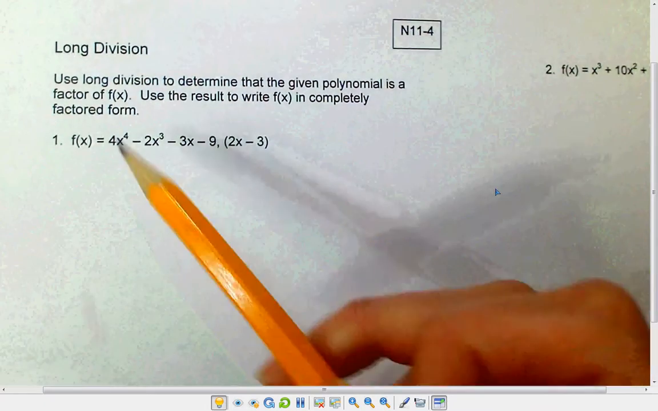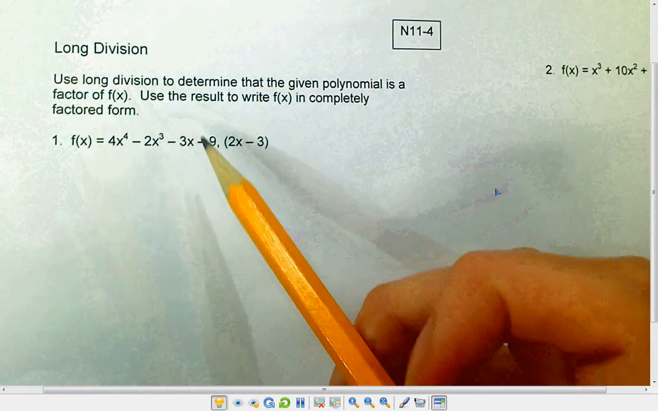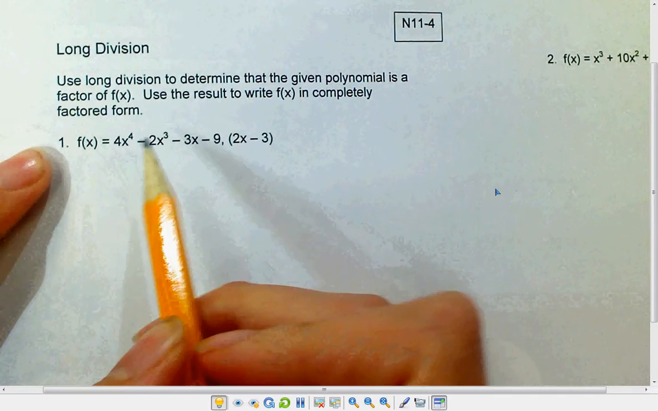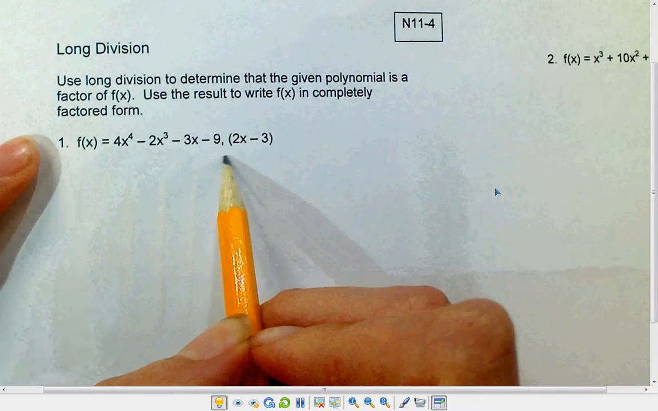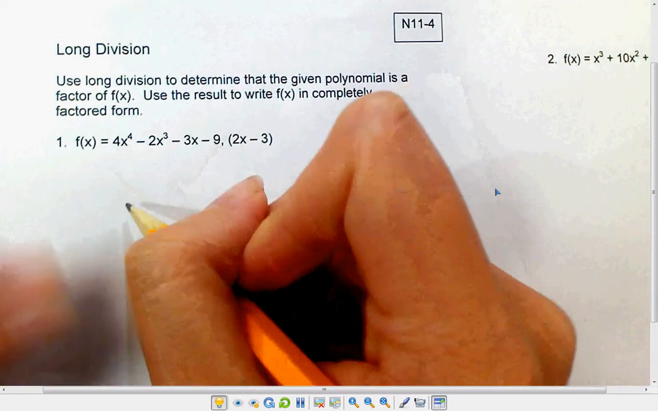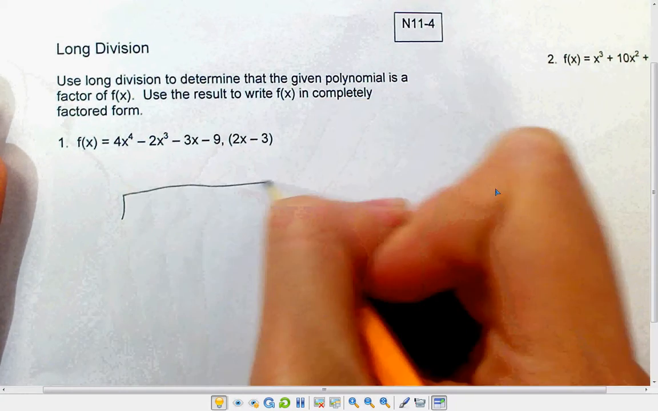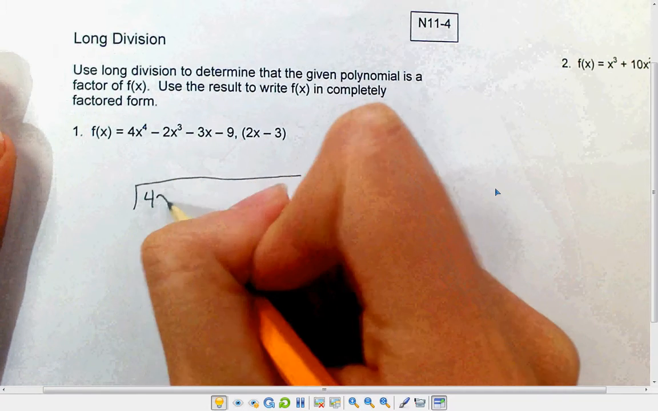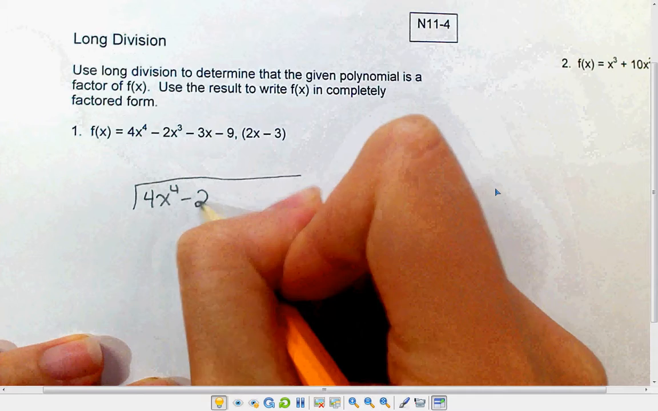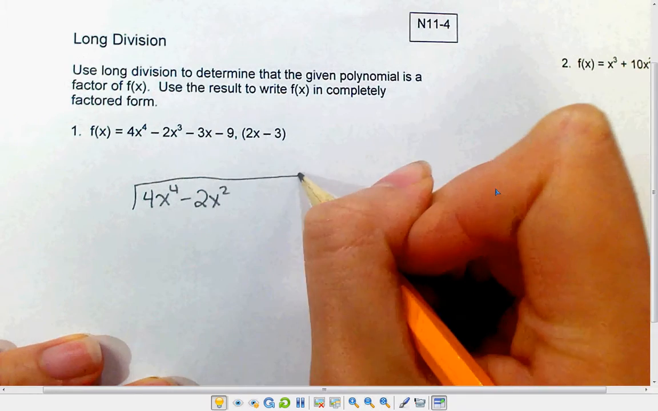Today we're going to be learning how to use long division to factor a polynomial. So in our first problem, what we're going to do is take this extremely long polynomial and divide it by 2x minus 3. We're going to set it up like we would a regular division problem, where we put 4x to the fourth, all of this inside of our division box.